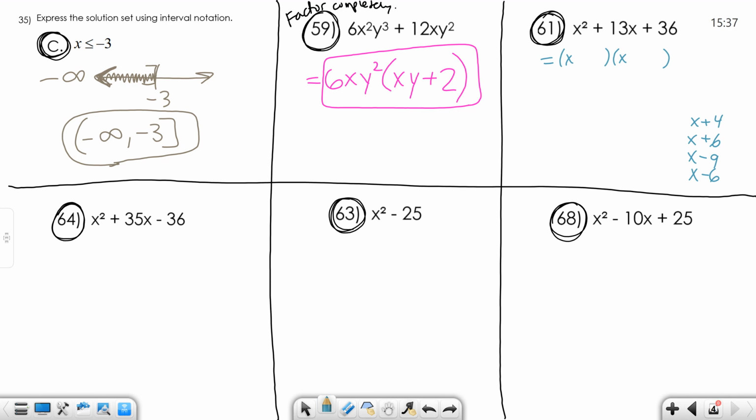So therefore, it's called the list method. We want to list out the factors of 36 that add to give me 13. What are they? They are 1 and 36, 2 and 18, 3 and 12. Some of these you may not be familiar with. 4 and 9, 6 and 6. All of those multiply to give me 36. Do any of them add to give me 13? 6 plus 6 is 12. That's not it. 4 plus 9 is 13. Aha, 4 plus 9.